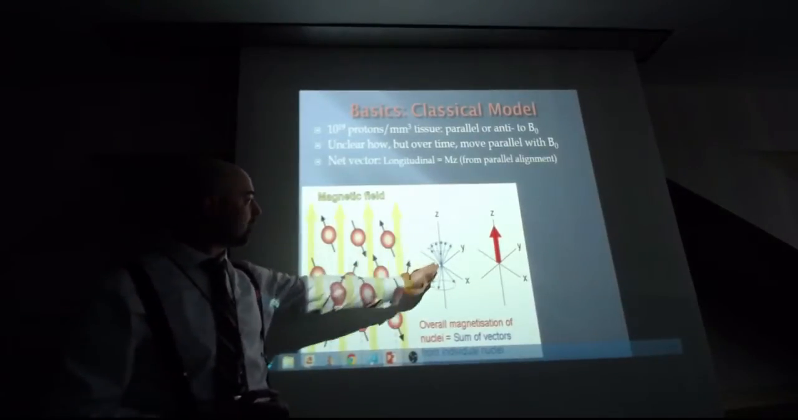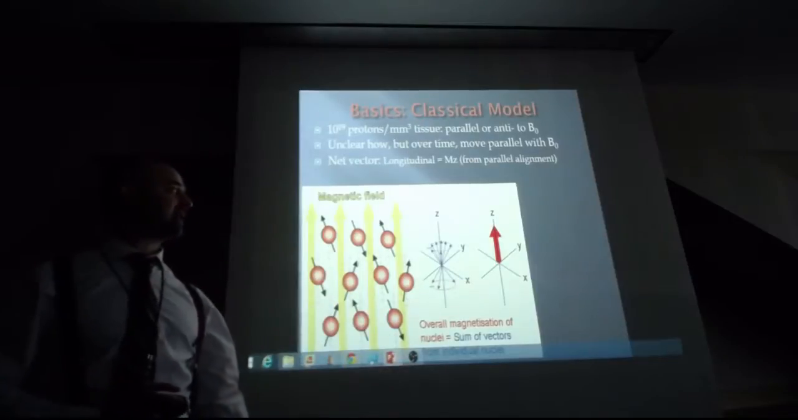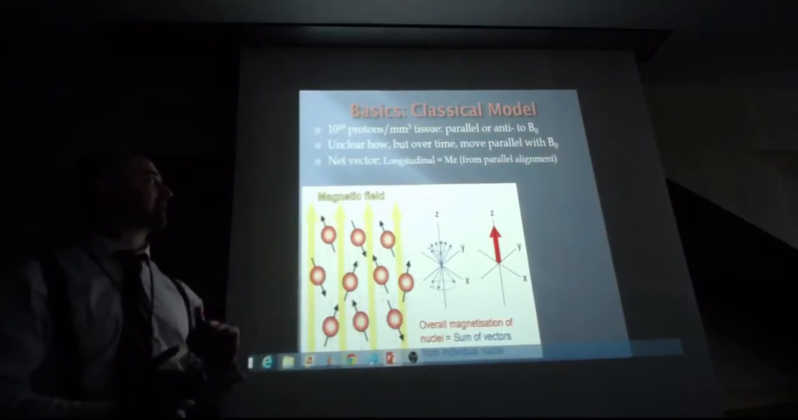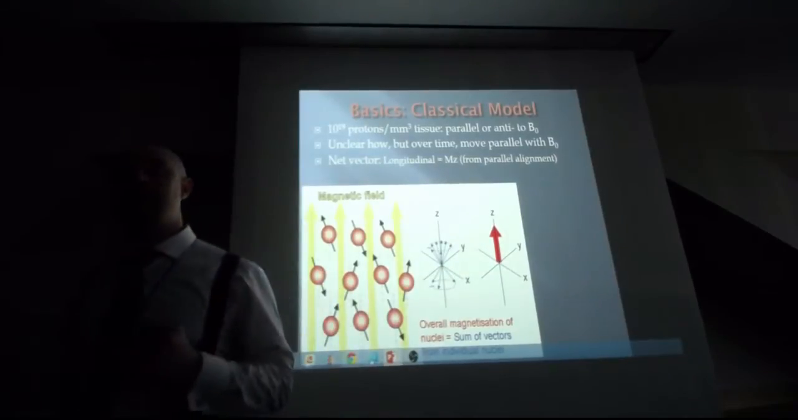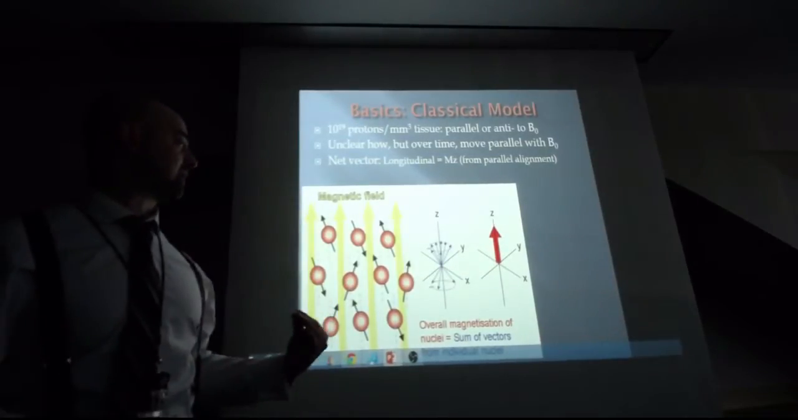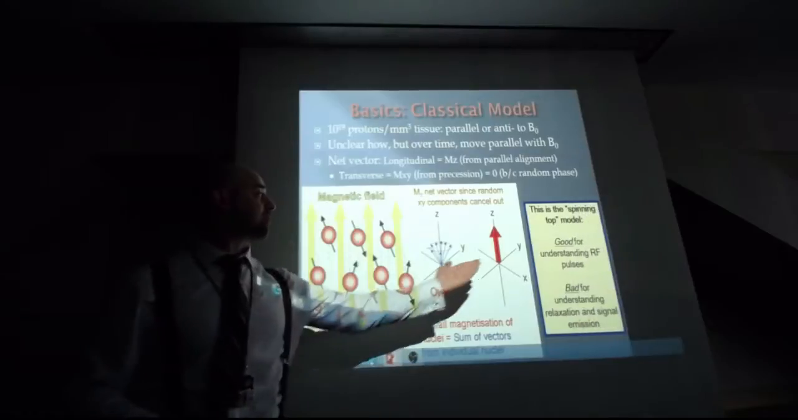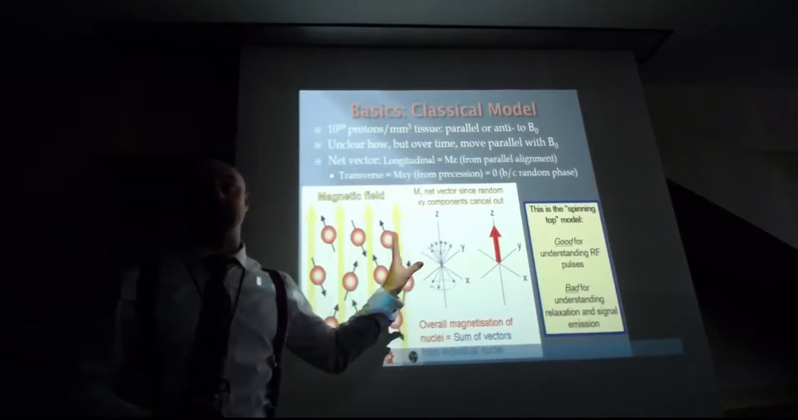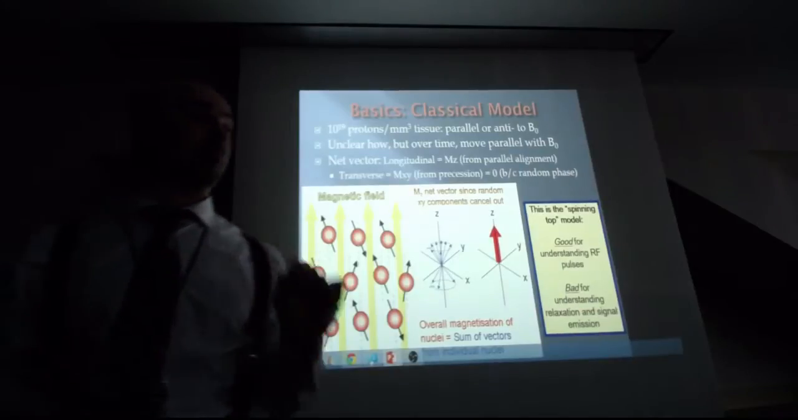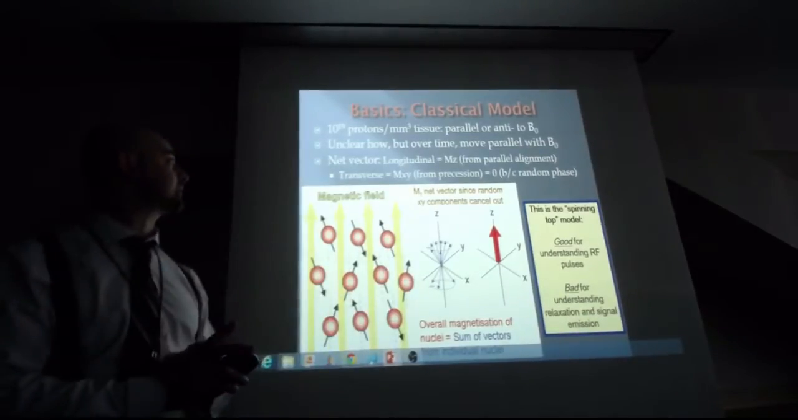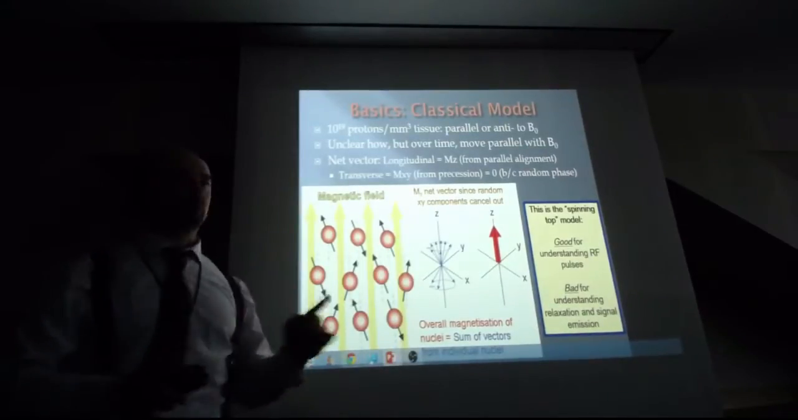In the end, you're going to end up getting a net vector in the longitudinal direction. So here's an example of a bunch of spinning protons, and we see what happens. More of them are pointing up than pointing down, but they're all pointing in kind of the same direction. As a result, you get a net vector in the positive z direction. That's going to be your B0. Now, notice there are no x, y components because they're all randomly oriented. The x and y components of each individual vector cancel each other out. Okay, any questions?